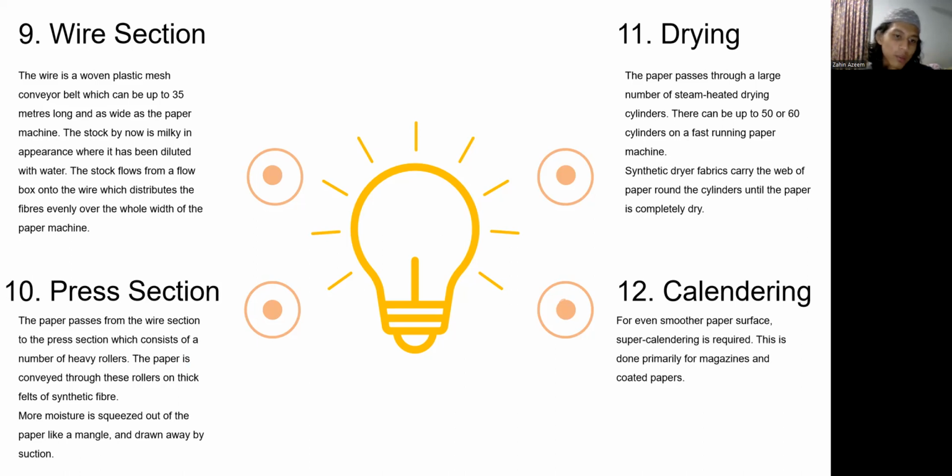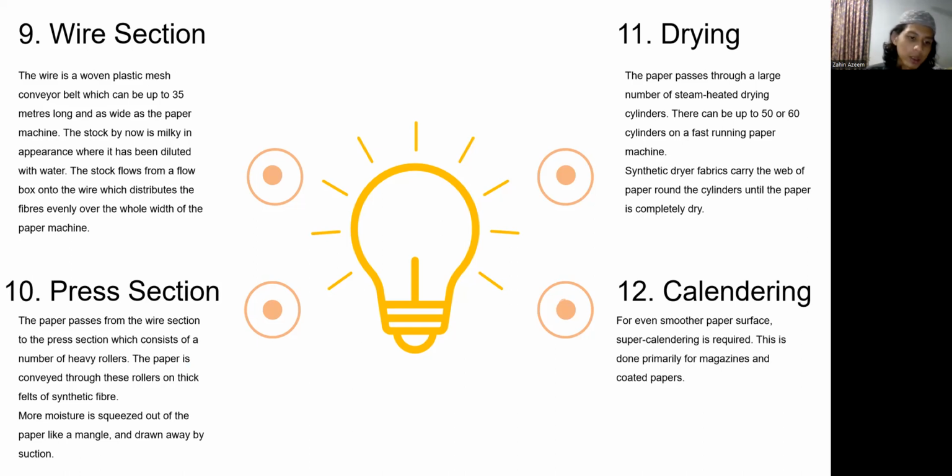The paper passes from the wire section to the press section, which consists of a number of heavy rollers. The paper is conveyed through these rollers on thick felt of synthetic fiber. More moisture is squeezed out of the paper, like a mango, and drawn away by suction.